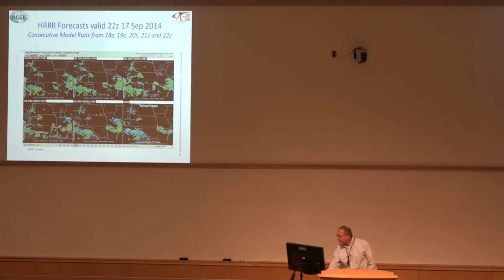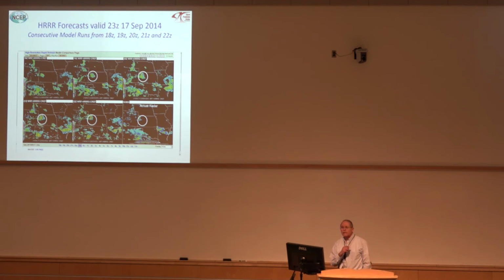You can see already some of the forecasts have maybe too much and too strong convection in northwest Kansas. So I want you to keep an eye on that particular area, and I'll give you a little bit of help because there are going to be some circles on here. This shows we're giving a well-rounded presentation to everybody.